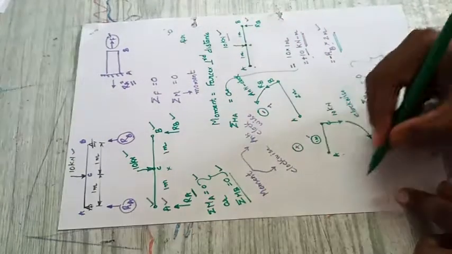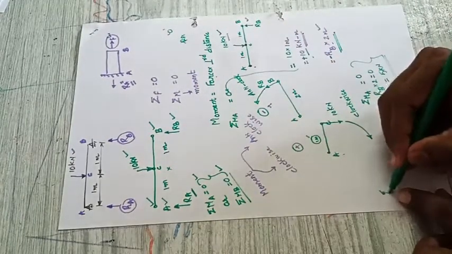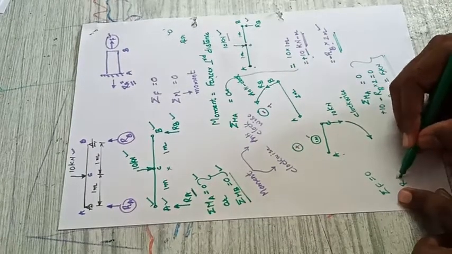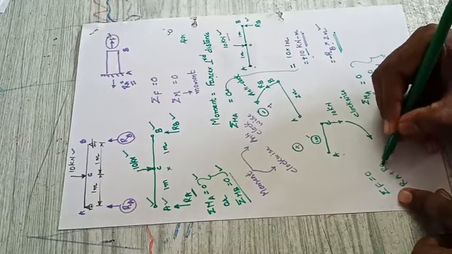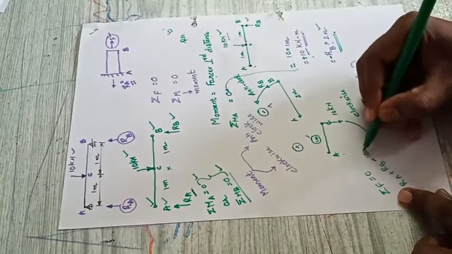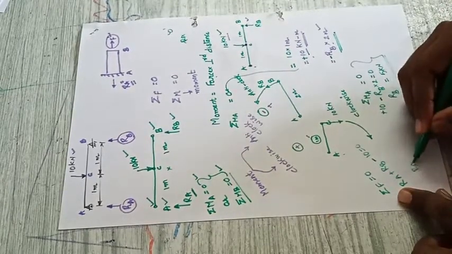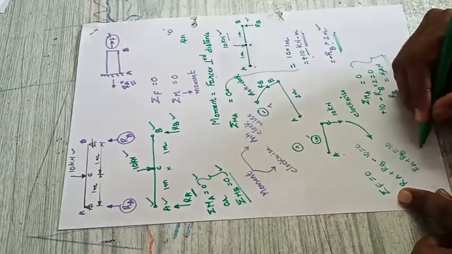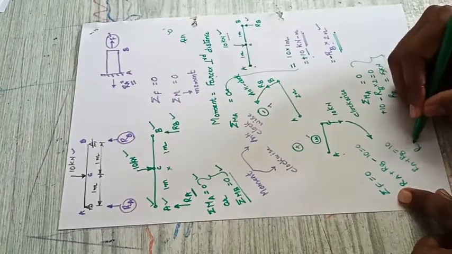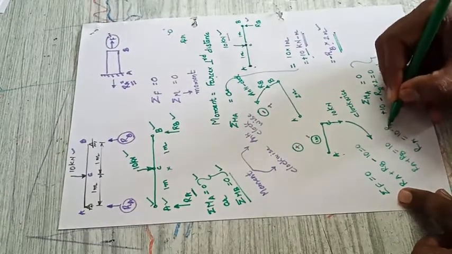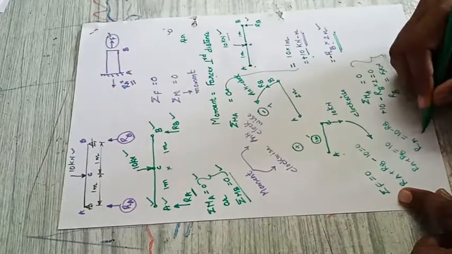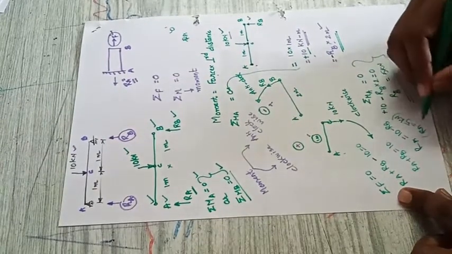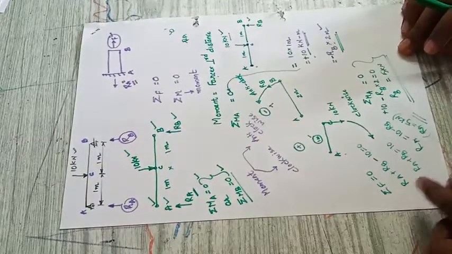Then you can use the summation of the forces is equal to 0. So here you can take RA plus RB minus 10 is equal to 0. RA plus RB is equal to 10. So RA is 10 minus RB. So you know that RB is 5. Therefore RA is 5 kilonewton. So this is the way we are finding out the reaction forces.